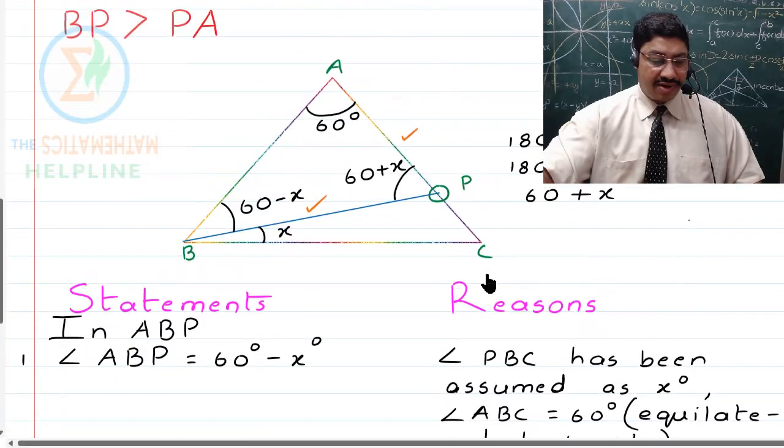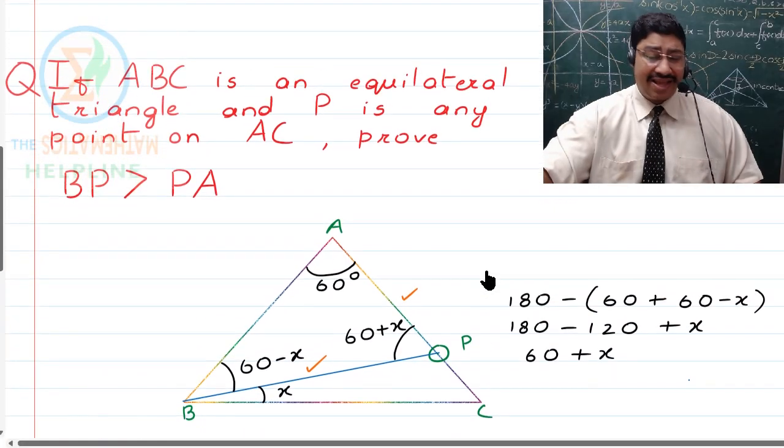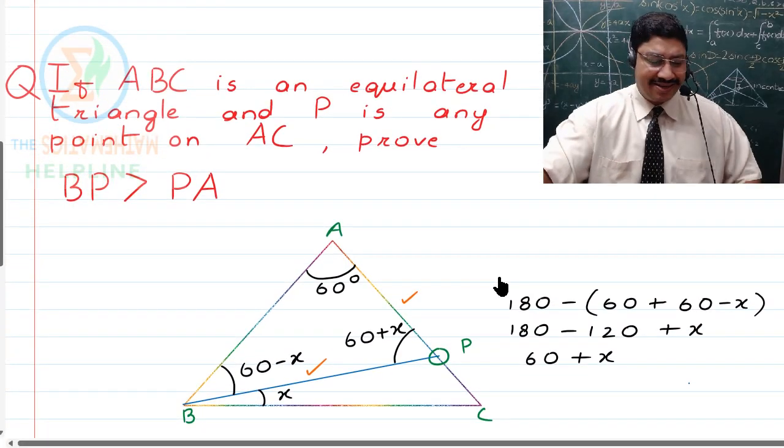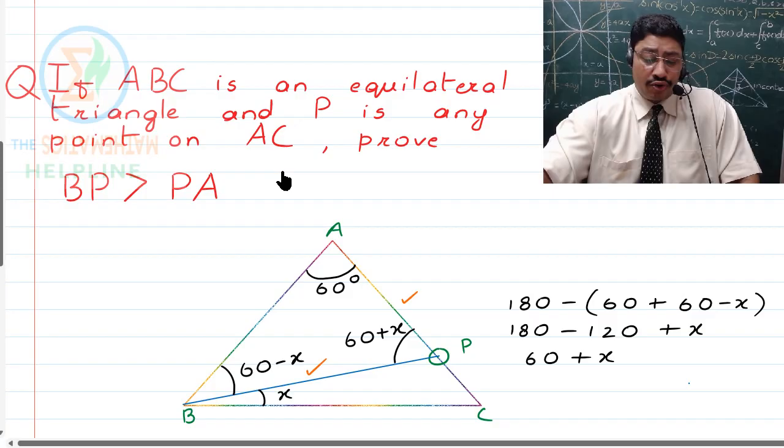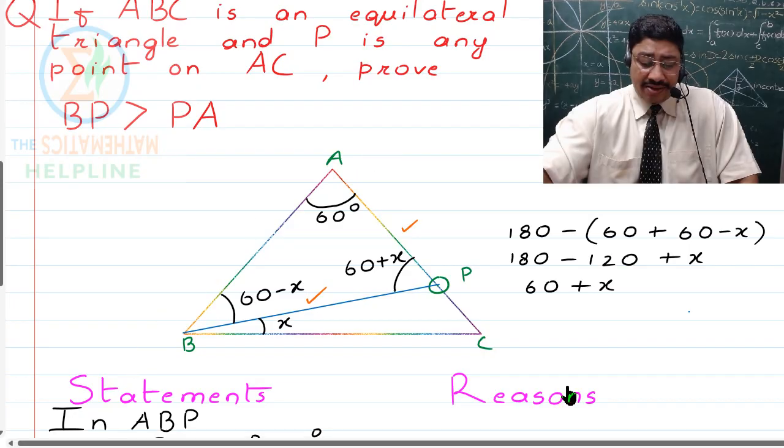Now all of this, children, I will just quickly revise with you so that if you have any speck of doubt, all of that gets cleared. So children, the question you've been given here, if ABC is an equilateral triangle and P is any point on AC, you have to prove that BP is greater than PA. So what you do is you first make an equilateral triangle, and then you make the point P, which is any point on AC. So on AC we take a point P here, and then as BP is required, we joined B and P.